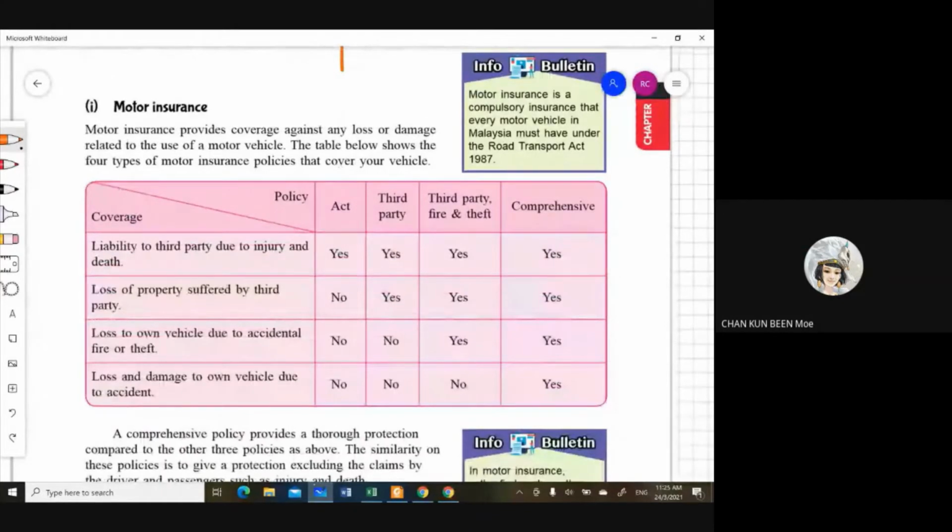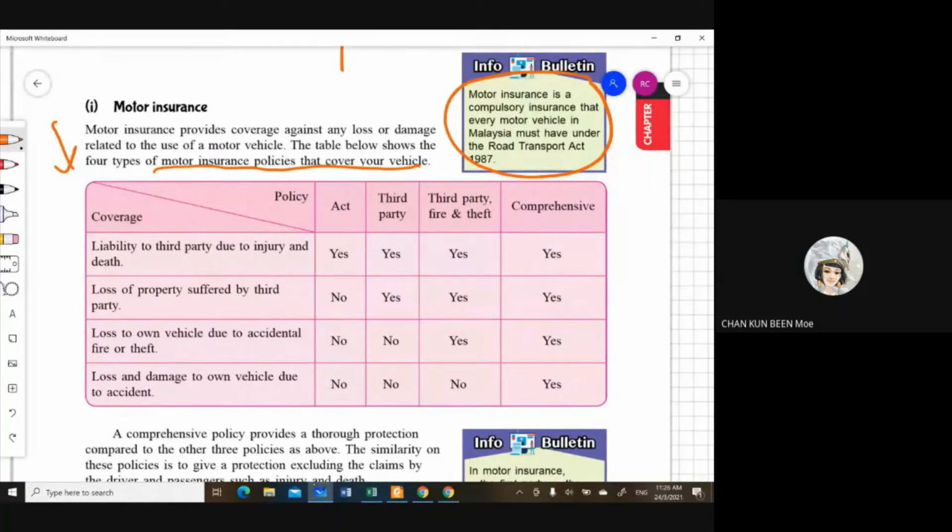Motor insurance provides coverage against any loss or damage. So I'm sure sometimes when your parents or anyone related to you have accidents, they will ask whether the accident is covered by the policy or the insurance or not. So you will ask about it. Okay, before I enter into the policy table over here, the 4 types of insurance policy that cover the vehicle, let's look at the purpose of motor insurance here.